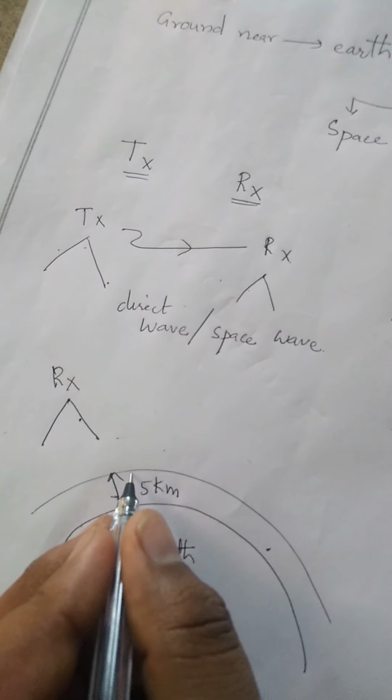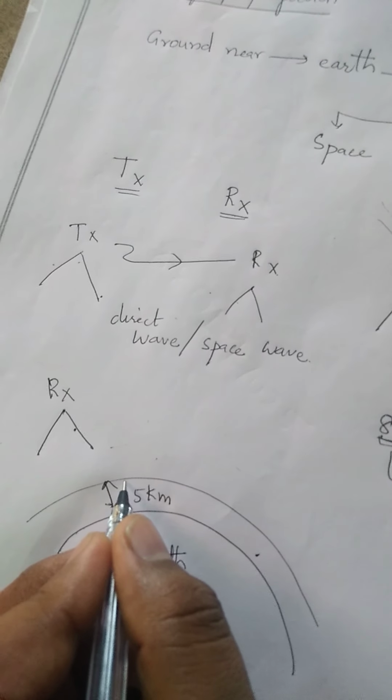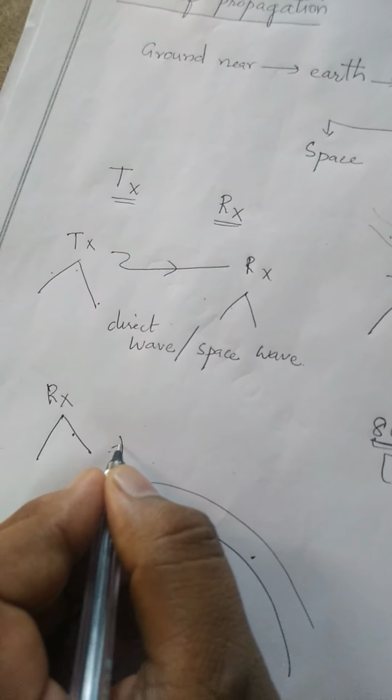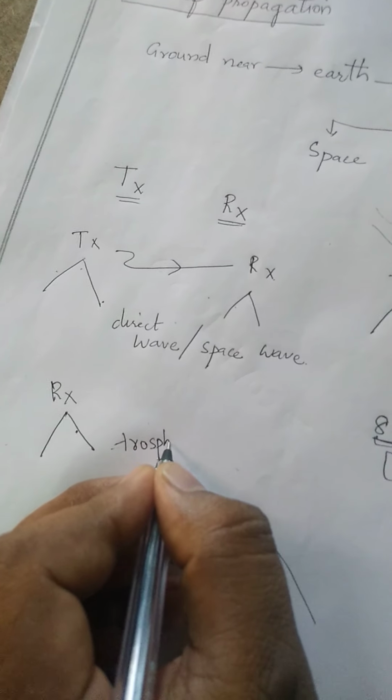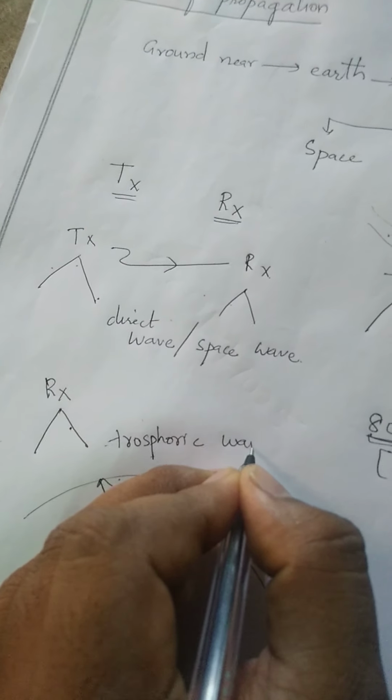So this is the earth and this end. Then we have the troposphere, and that is considered to be the tropospheric waves.